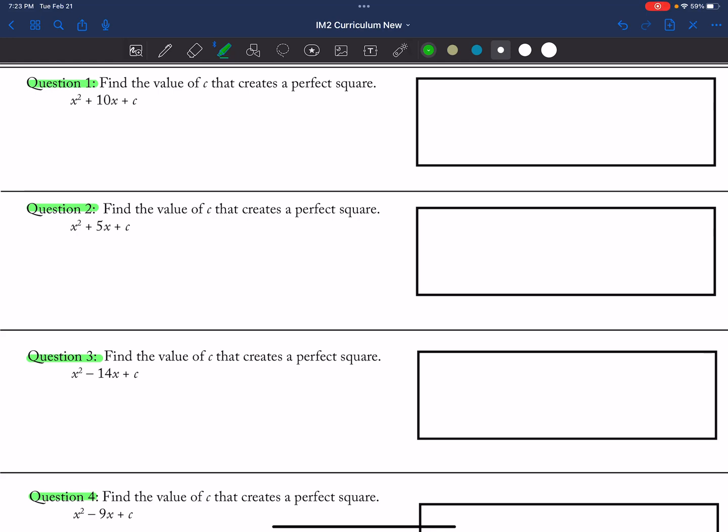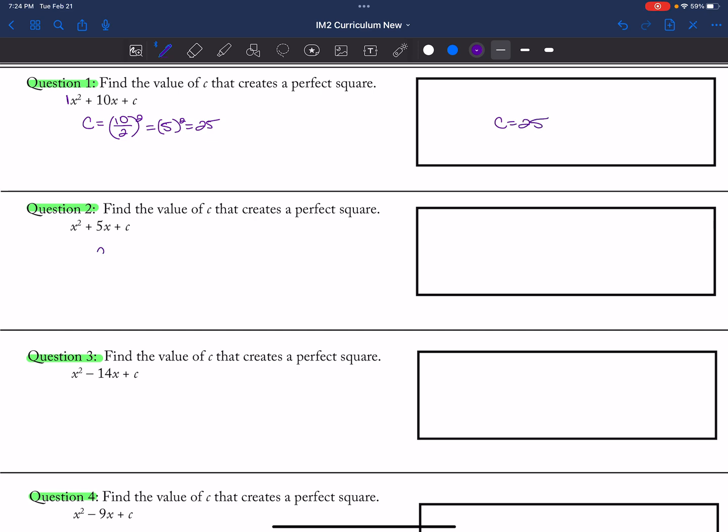Okay, so let's go ahead and take a look at the questions for completing the square. So again, to find c, I will take 10 divided by 2 and square it because the number in front of x squared is 1. So this is 5 squared, which is 25. So c is equal to 25.